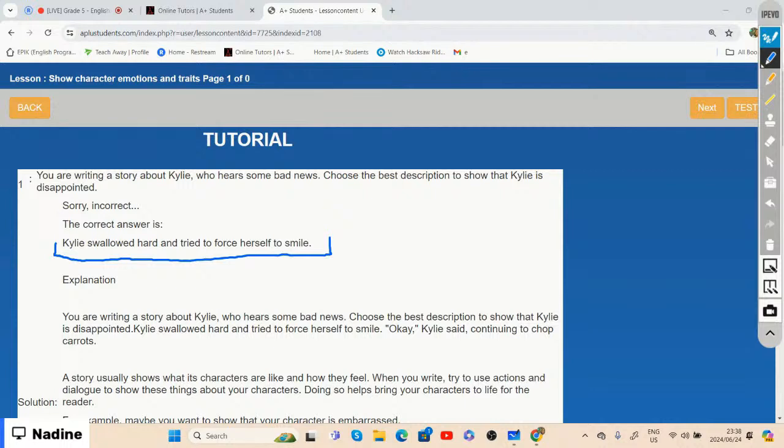All right, so we are now going to go to our test, where we're going to show the character's emotions and traits. I think they're going to be giving us a scenario where we may even have to write a story about a person or a character, right? And then we're going to have to give a description of how that person felt. All right, so now let's go to our test.